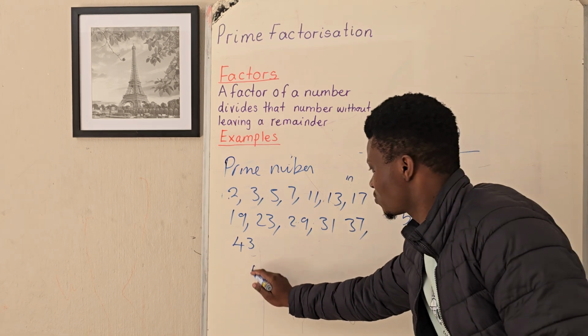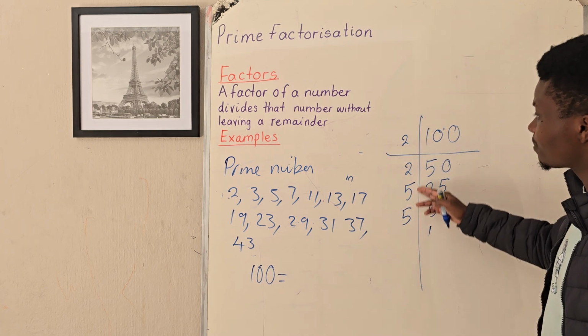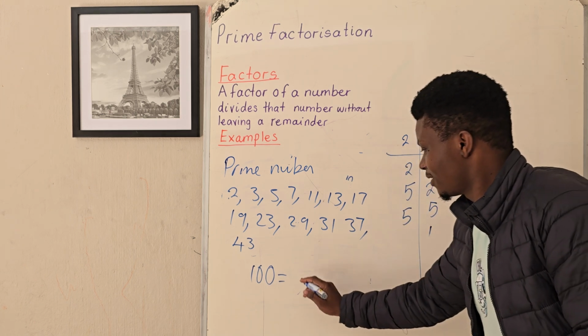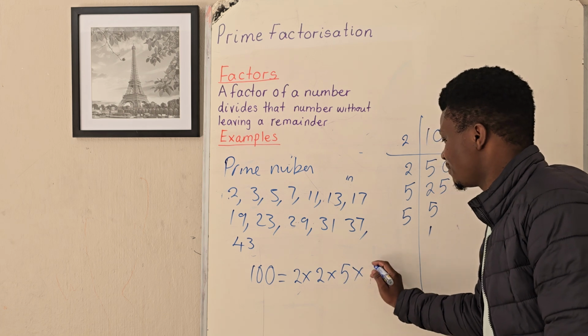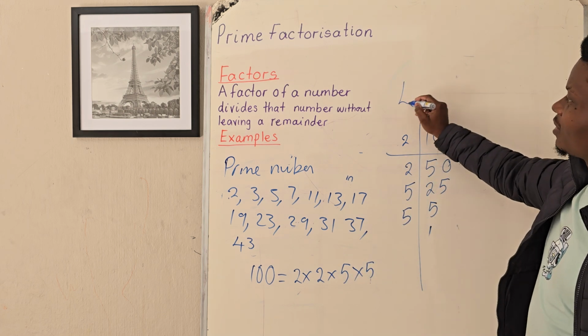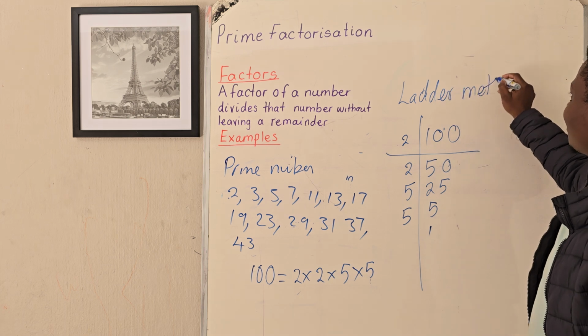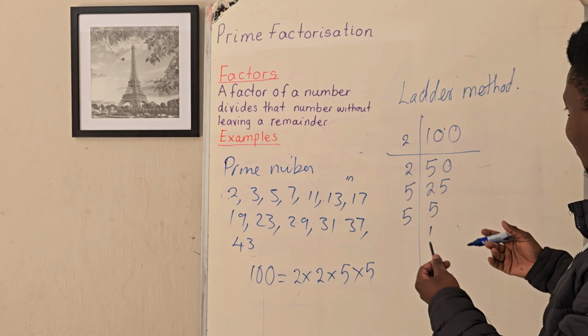So we can express 100, a composite number, as a product of its prime numbers, which is 2 times 2 times 5 times 5. This method is what we call the ladder method. That's the first method we can use.